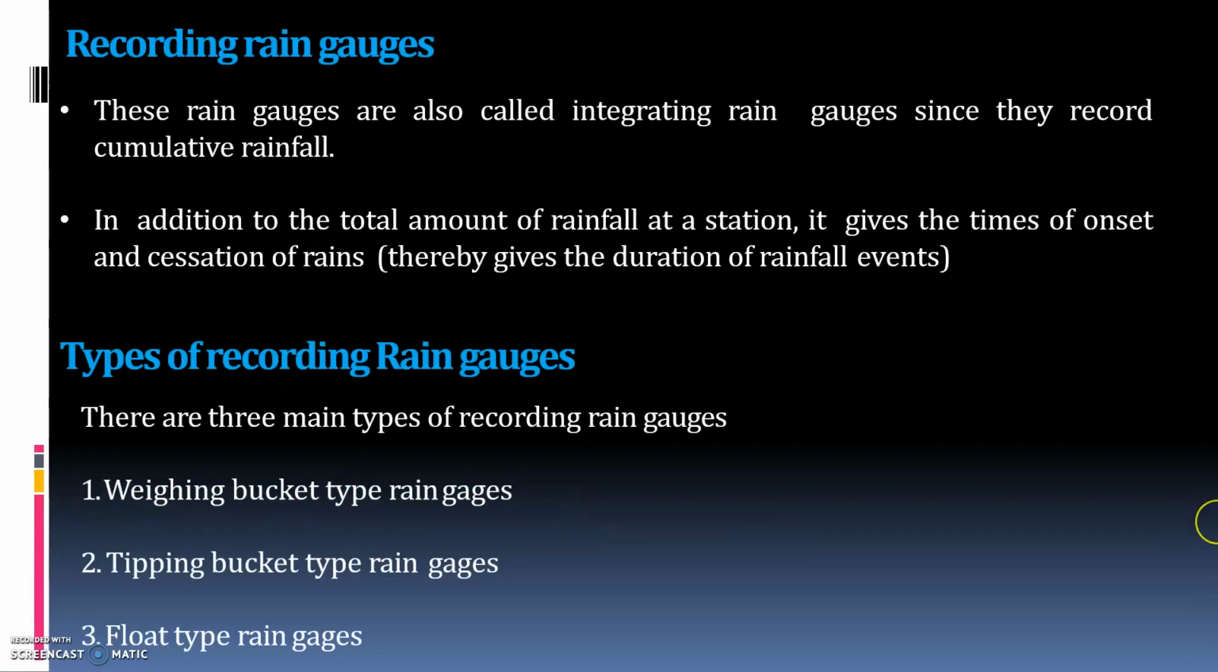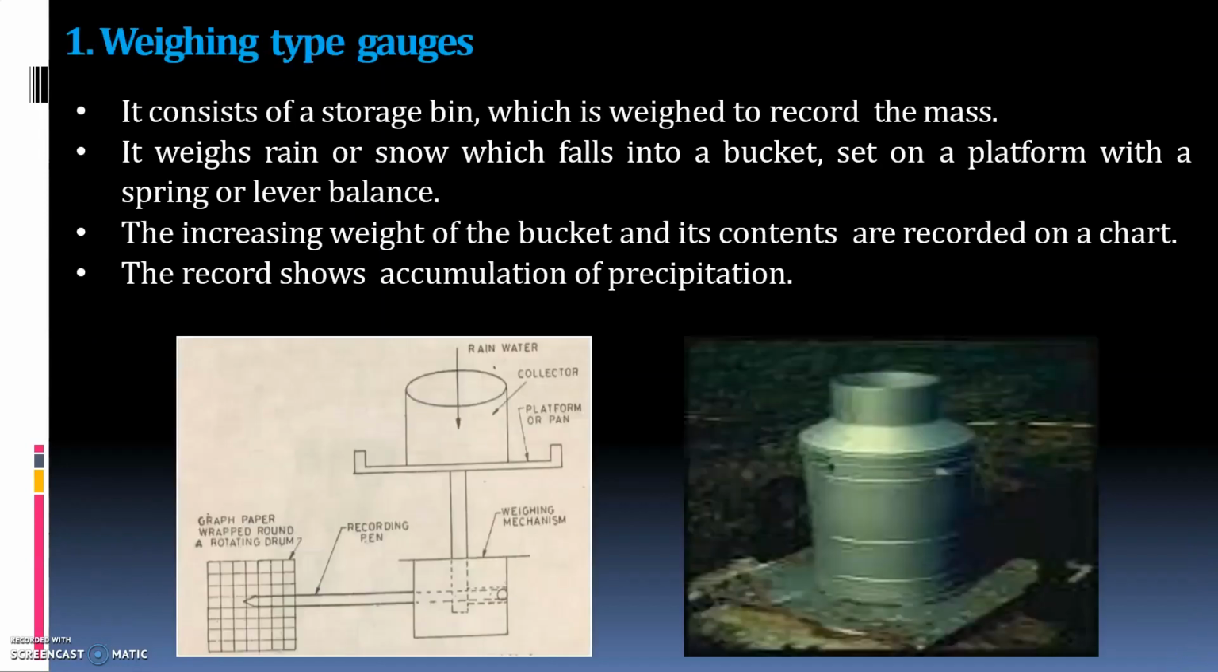Last class I explained different types of rain gauges. There are two types, recording and non-recording type rain gauges. Let us discuss the different types of recording rain gauges. There are three types: rain bucket type rain gauges, tipping bucket type rain gauges, and float type rain gauges. Let us discuss the rain bucket type rain gauges.